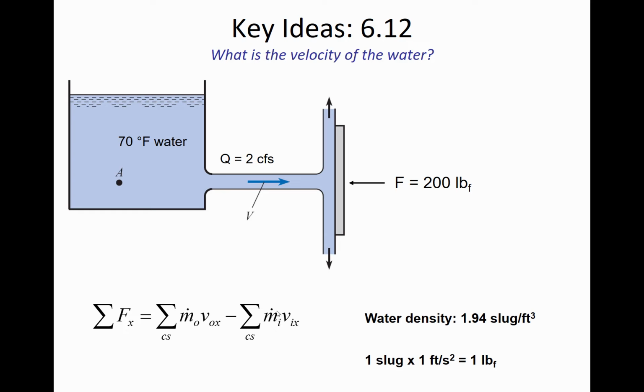So the mass flow rate you get from the volumetric and the density, and the only thing that's left is finding the velocity in the x direction. So that's the only unknown.